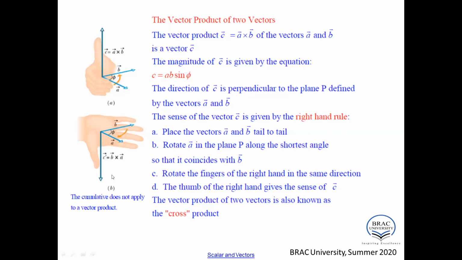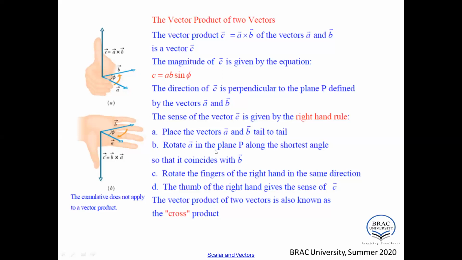As shown in this figure, first place the vectors A and B tail to tail, then rotate A in the plane of B along the shortest angle so that it coincides with B.